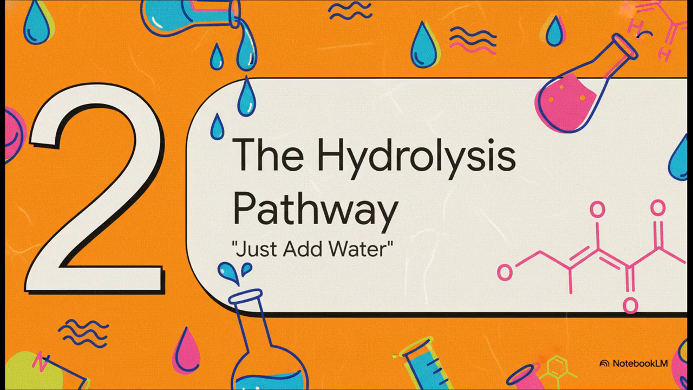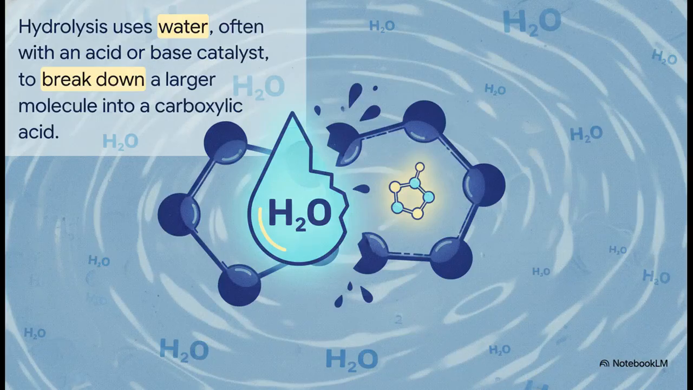Okay, so we've seen the sledgehammer. Now let's pull out a more delicate tool, a precision instrument, if you will. This is the hydrolysis pathway, and you can remember it with a really simple phrase, just add water. So instead of using brute force to build something up, this strategy is all about gently taking a molecule apart. It uses water, sometimes with a bit of acid or base to speed things up, to snip a specific bond and reveal the carboxylic acid that was kind of hiding inside all along.